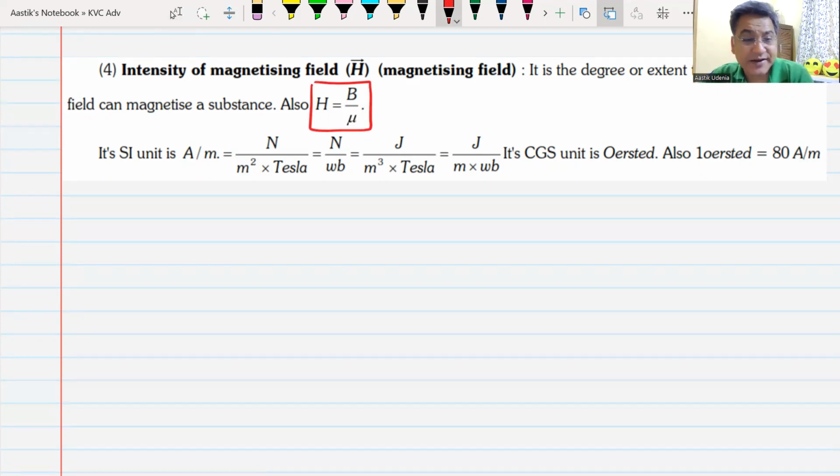And H is B by mu, where mu is the permeability of the medium, and these are the SI units, and the CGS unit of this is Oersted. Remember that. Remember these terms. The only way to remember this term is write all these terms on a sheet of paper and put that paper on your study table and see it every day.